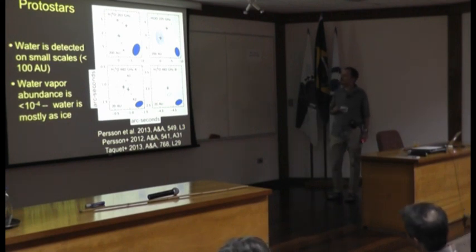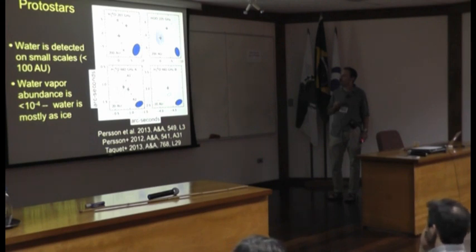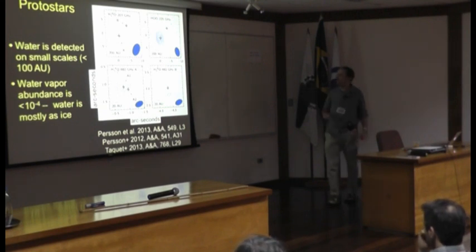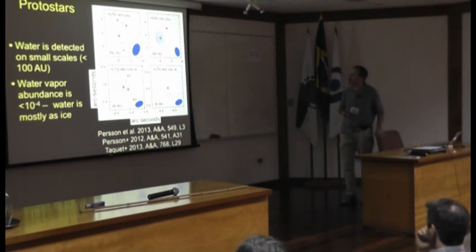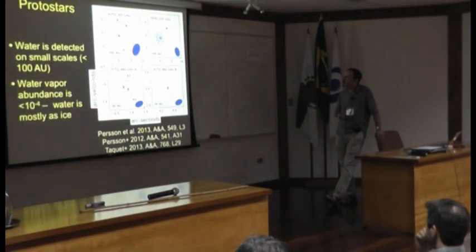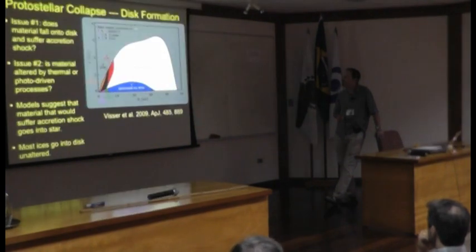This abundance is well below 10 to the minus 4. So if the water is present in abundance, it's again mostly as ice. And this is the phase where the disk is being born. So what does that tell us? Well, that probably tells us that the accretion shock is not energetic enough to evaporate water ice.